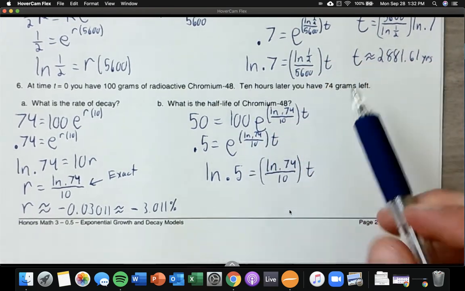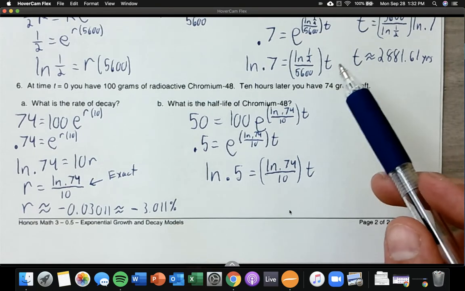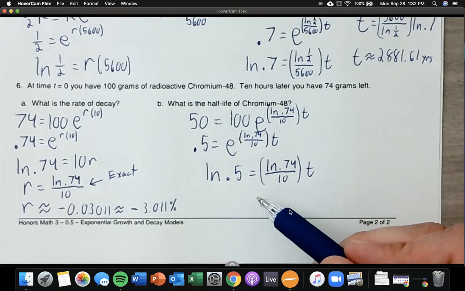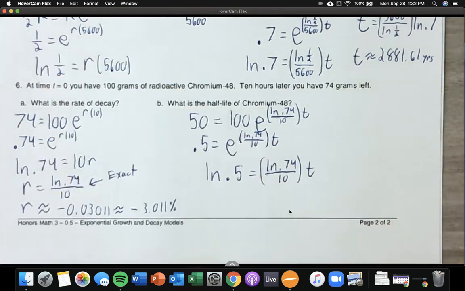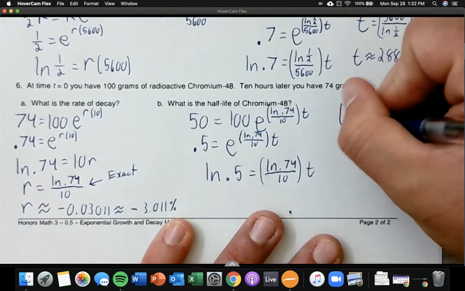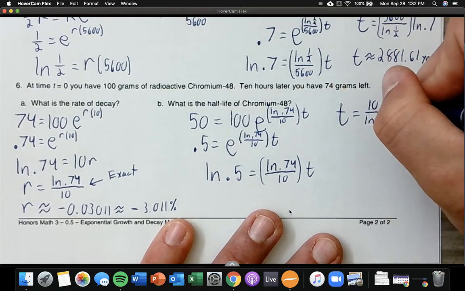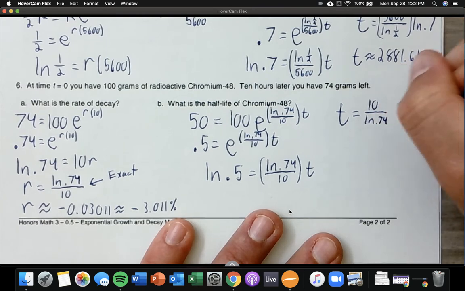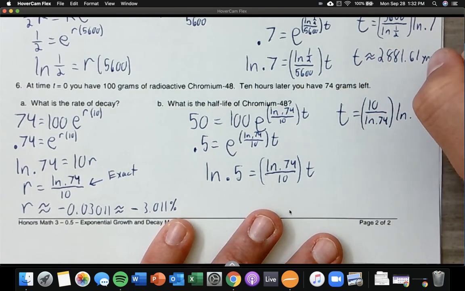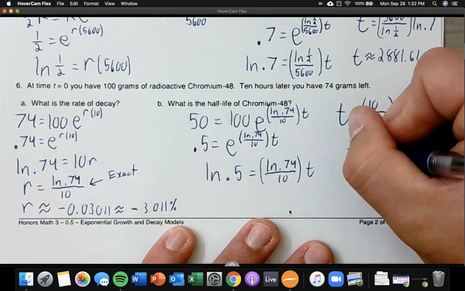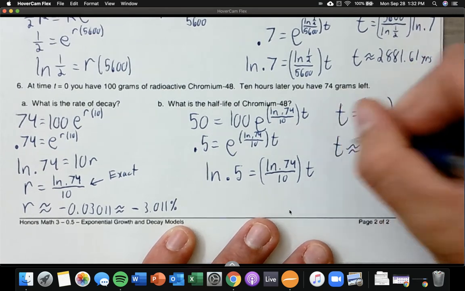So this is really similar to what we just did in the problem before, number 5, because we're going to divide this over, which ends up just flipping it to the other side. So we end up getting t is equal to that 10 over natural log of 0.74, and that's all going to be times the natural log of 0.5. Which when we solve that, we end up getting that the time is equal to 23.02 hours.